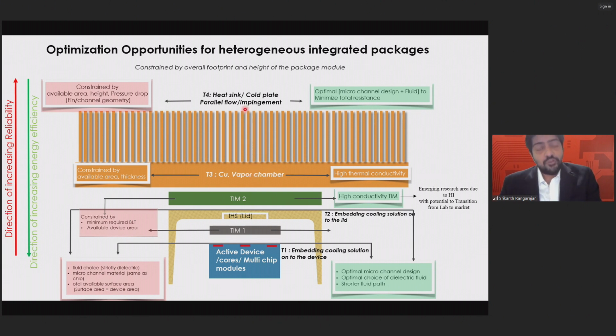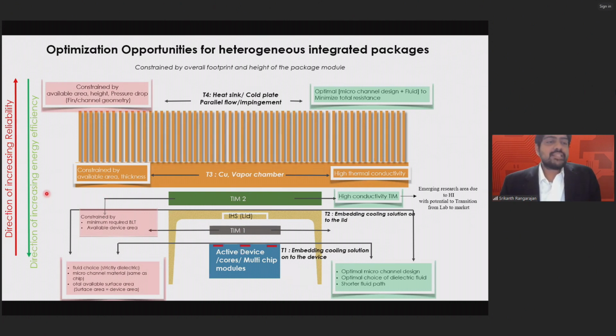And technology four is going to be the heat sink or the cold plate that can be on top of this heat spreader, and that can be a parallel flow or an impingement flow. Here we don't have any problem with the surface area because we get a lot of surface area. We get to use liquid water for our cooling. But the problem is that the amount of cooling that can really get access to this heat source will be limited after a particular point.